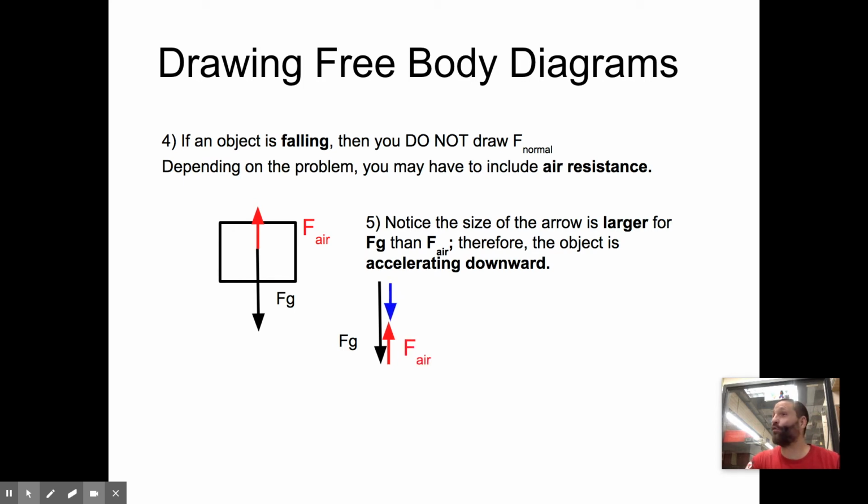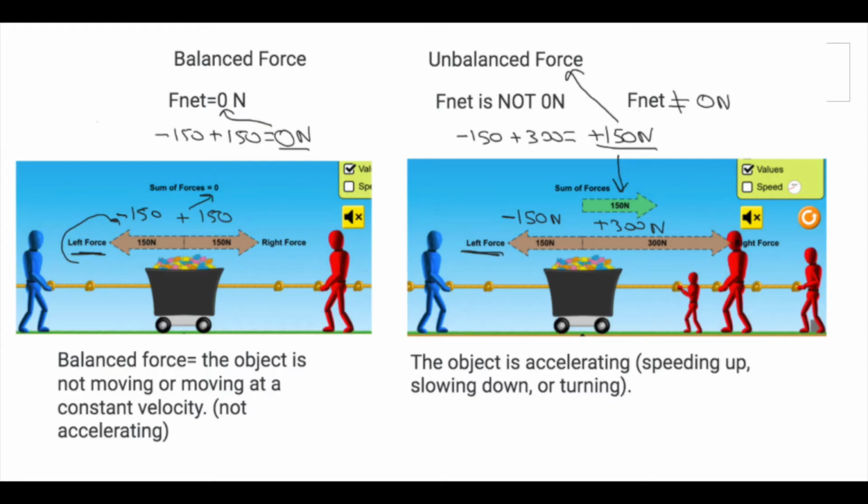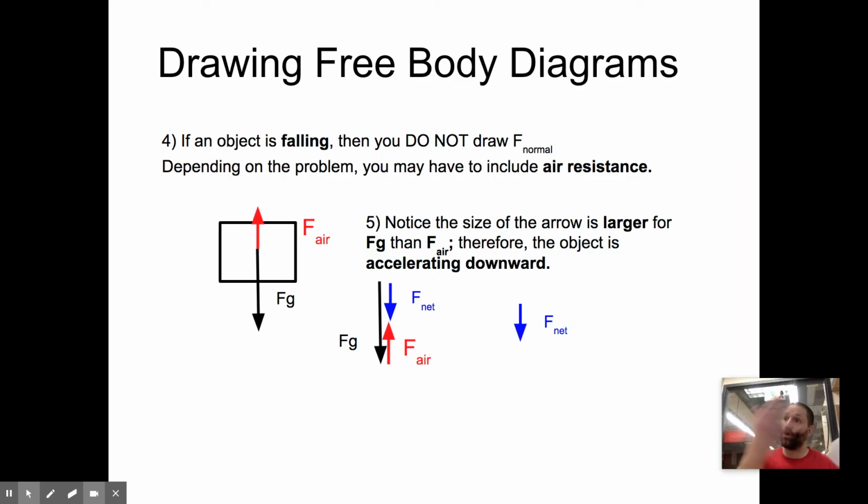So my F net, my overall, is unbalanced, and that's why it is accelerating downward. Remember, accelerating can mean speeding up, slowing down, or turning. Okay, so this is all the stuff you should draw. So you can pause the video now. That should be drawn in your notes right here on number 5 at the very bottom. So that should be done.